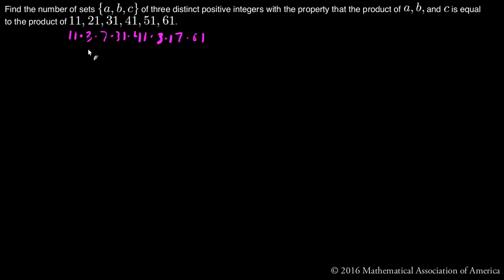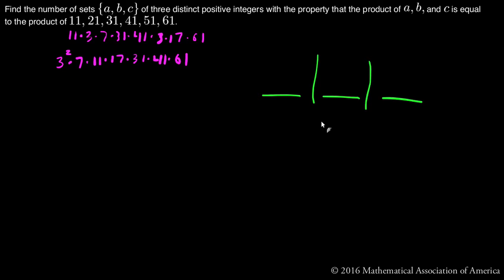Okay, so rewriting this, when I multiply all these together, it's the same as multiplying 3 squared times 7 times 11 times 17 times 31 times 41 times 61. And so here is what we're going to do. I have three numbers, A, B, and C, that I want to distribute these factors among. I have a few options.